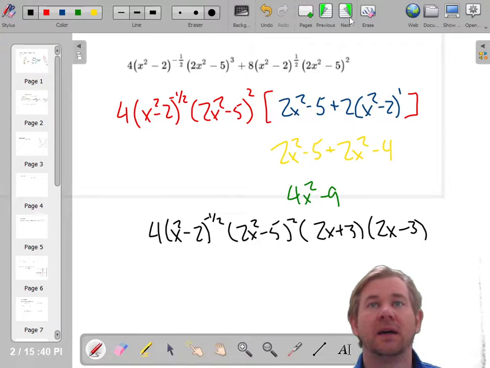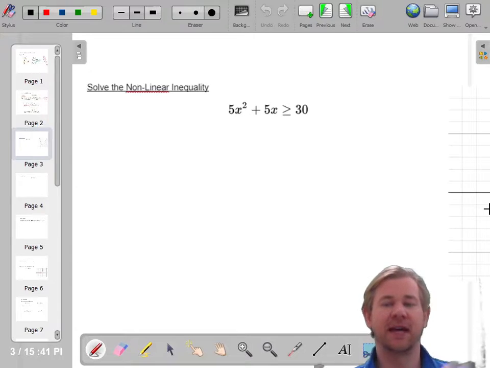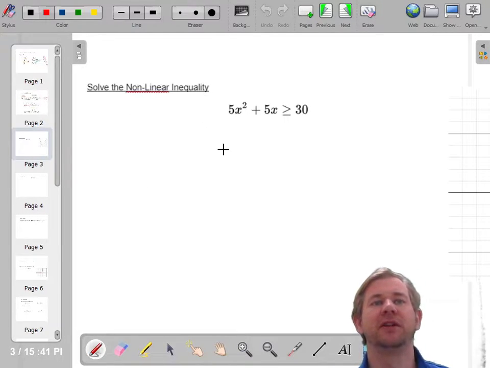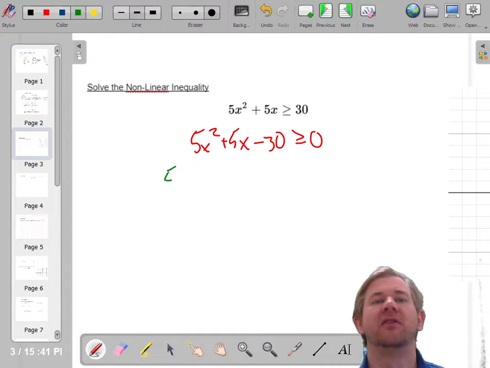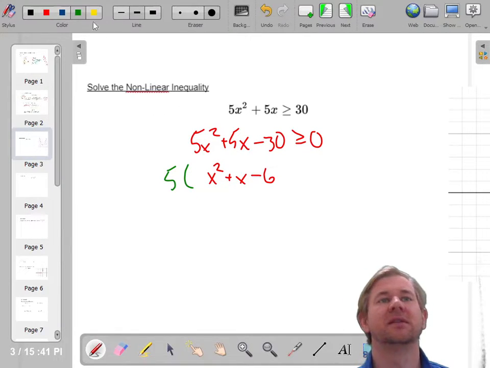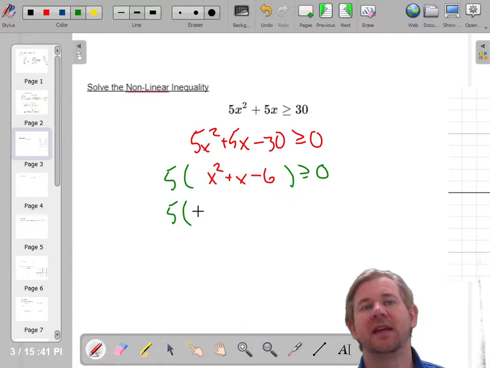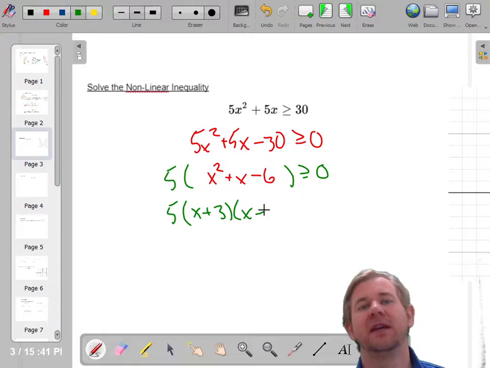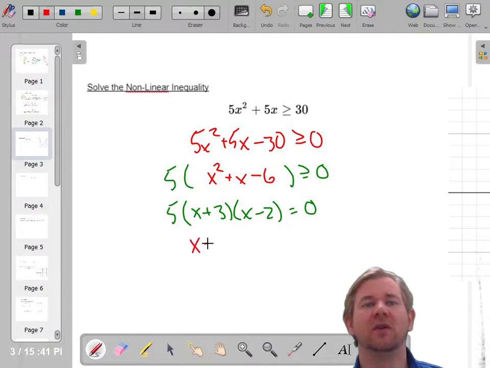Let's see. Nonlinear inequalities. Okay, so knowing you have Desmos means you can kind of treat this problem slightly differently, but I'll do it algebraically. First, get everything on one side. Then factor. I'll factor out the 5 first. That's x squared plus x minus 6. And then the numbers that multiply to negative 6 and add to 1 are positive 3 and negative 2. Okay? Let's figure out where it equals 0. It equals 0 at negative 3 and at positive 2.